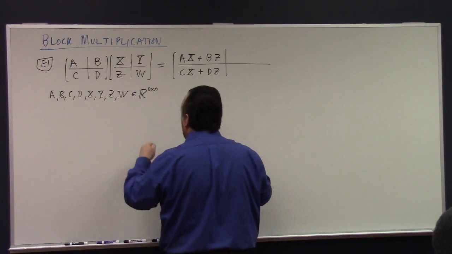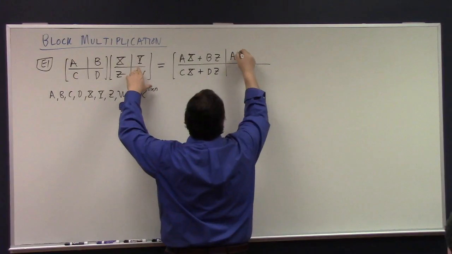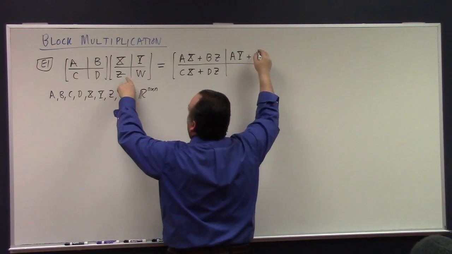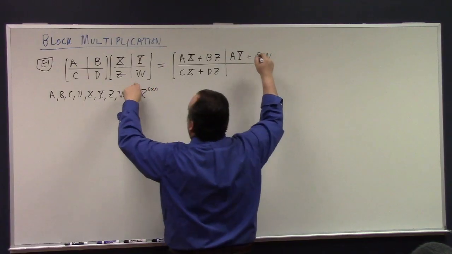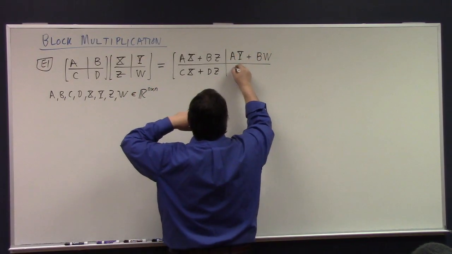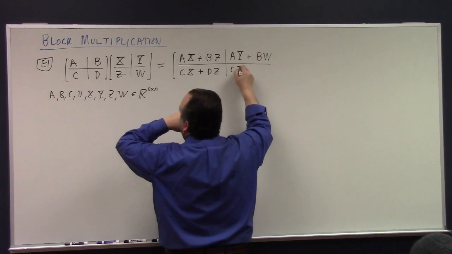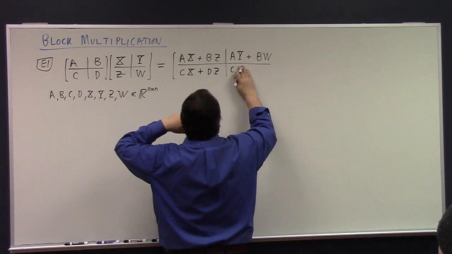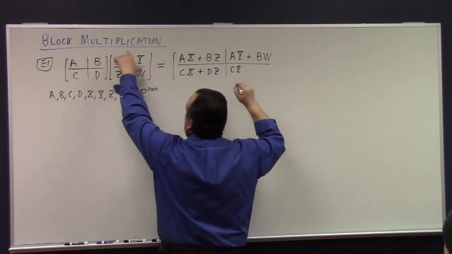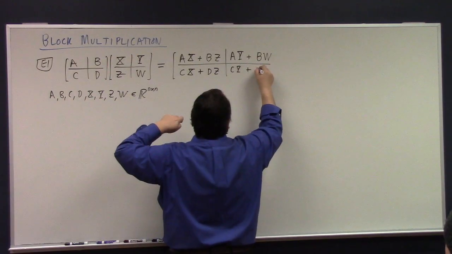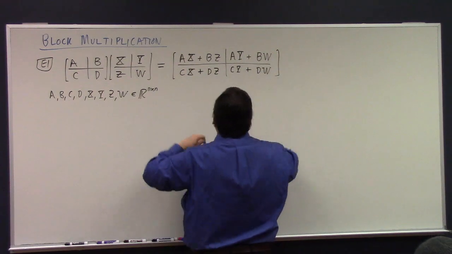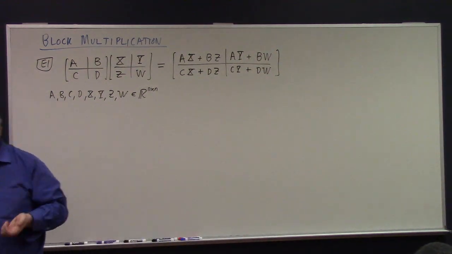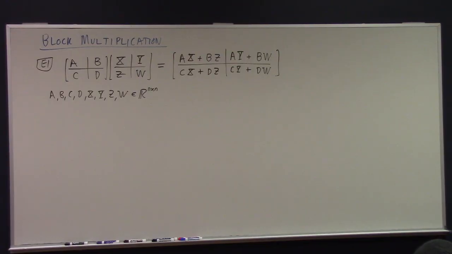And then over here, I've got what? I've got AY plus BW, right? And what? CZ? Oh, wait a minute. CY, duh. CY plus DW. This is what I mean by block multiplication. It's if you've got a way of parsing your matrix into blocks such that you can multiply the blocks as if they're numbers. This is block multiplication.